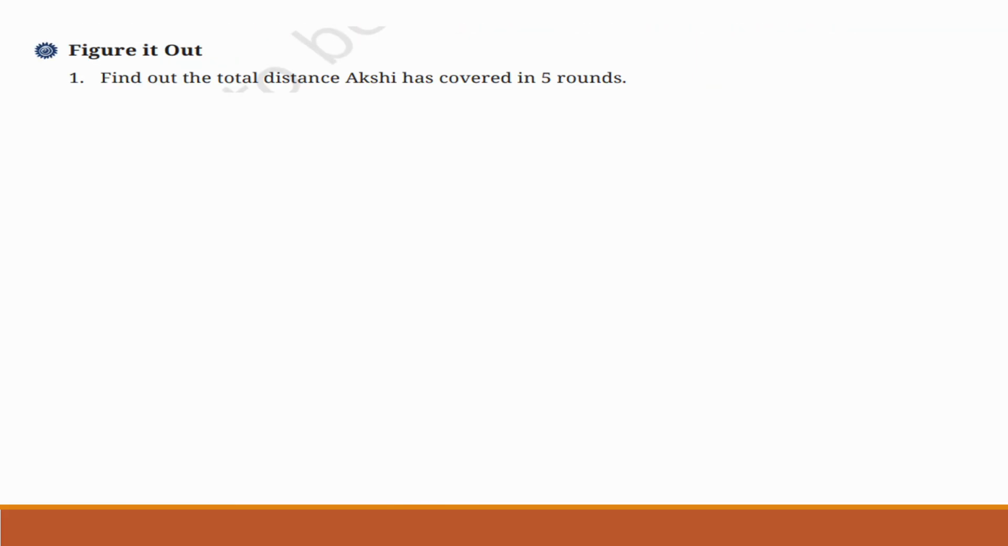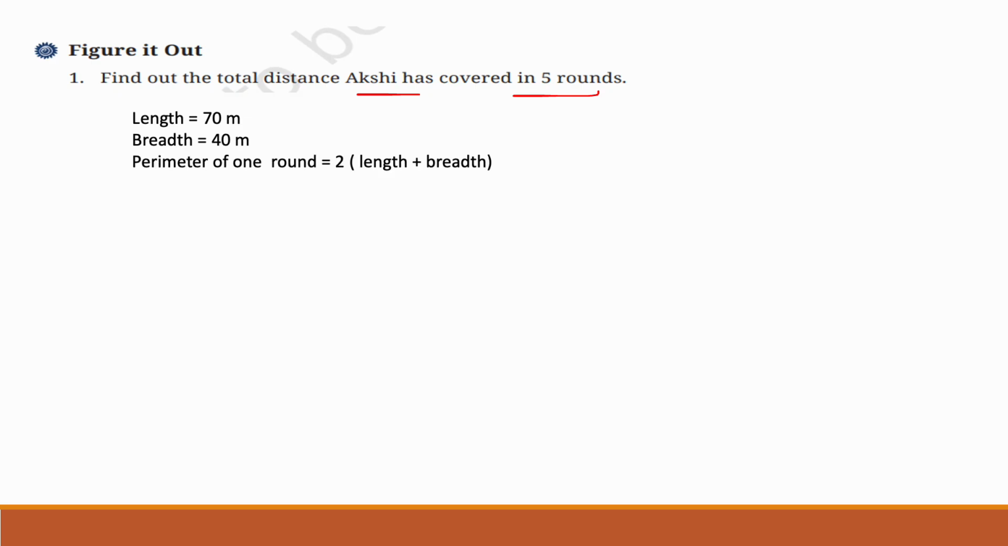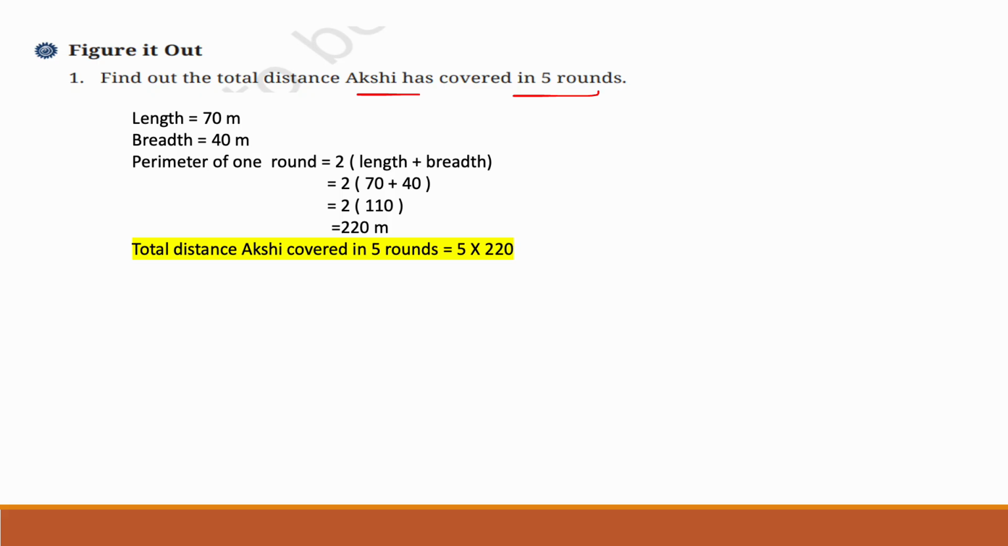Figure it out. Find out the total distance Akshi has covered in 5 rounds. Akshi runs along the outer track. The length is 70 meter, breadth is 40 meter. Then what about perimeter? Perimeter of one round is equal to 2 into (length plus breadth). That is 2 into (70 plus 40), that is 2 into 110. It is 220 meter. So total distance Akshi covered in 5 rounds is 5 into 220. 5 into 220 is 1100 meter.